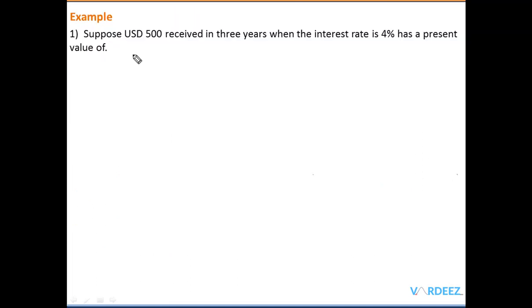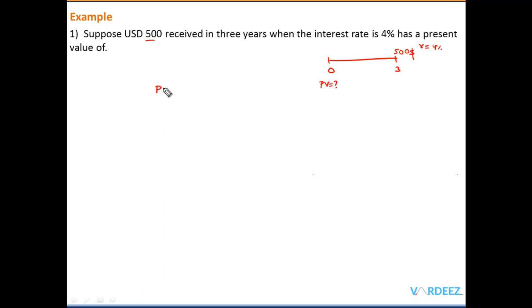Okay, so let's take an example of present value. Suppose $500 is to be received in 3 years, when the interest rate is 4%. What is the present value? We know that in 3 years we will receive this $500, and the interest rate, the r, is 4%. So what is the present value today? This is something that we need to find.